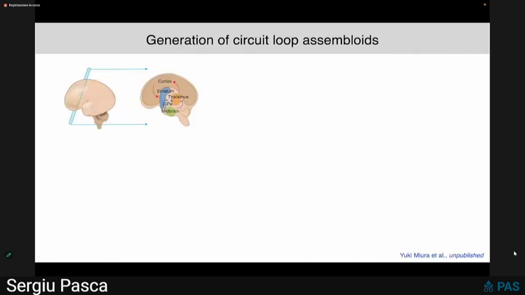So for the past few years, Yuki has been very interested in building a loop circuit of the nervous system, which is primarily the direct pathway, which I'm sure most of you know, that involves cortical neurons projecting to the striatum, striatal neurons projecting to parts of the midbrain, the GPE, and then going back through the thalamus. And so this is a longer story. Yuki spent several years optimizing the cell composition of each of these parts so that we make sure that we have the key cell types in this circuit.